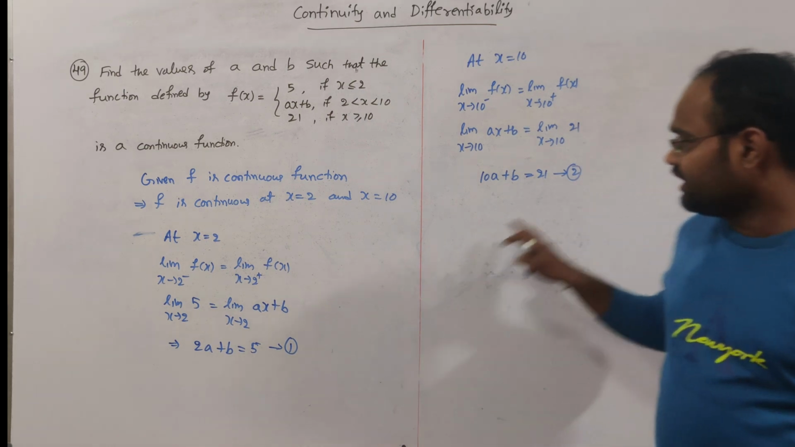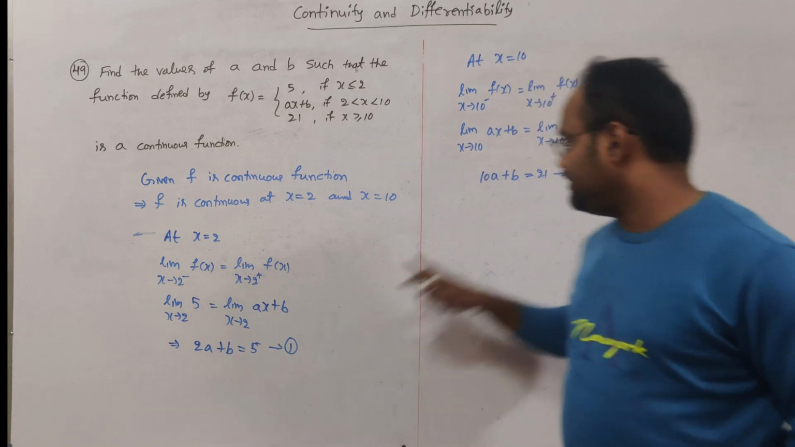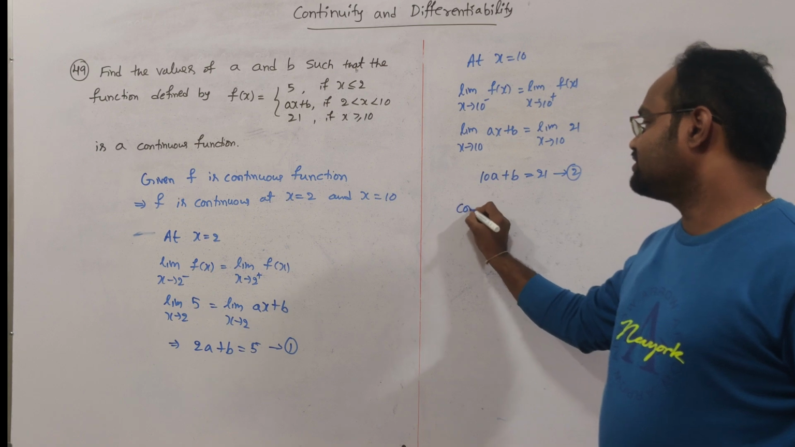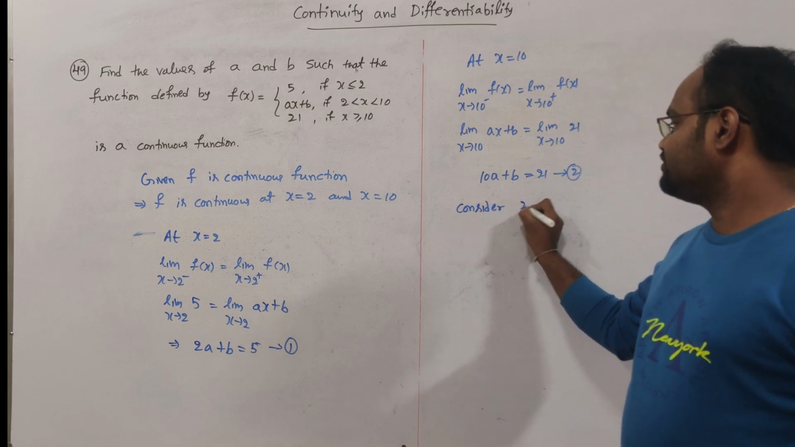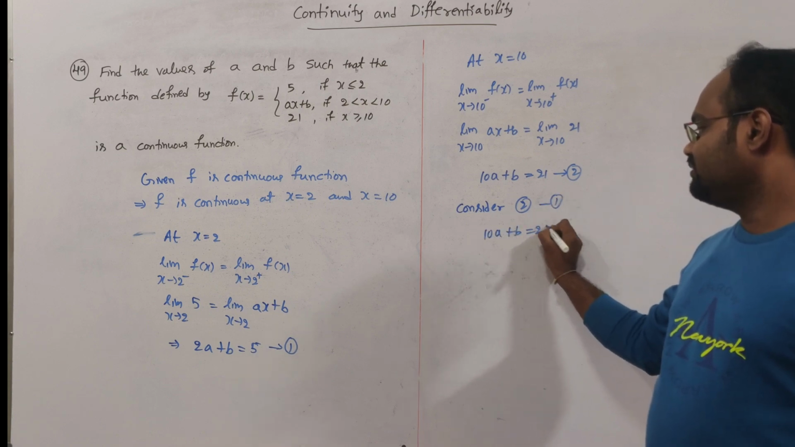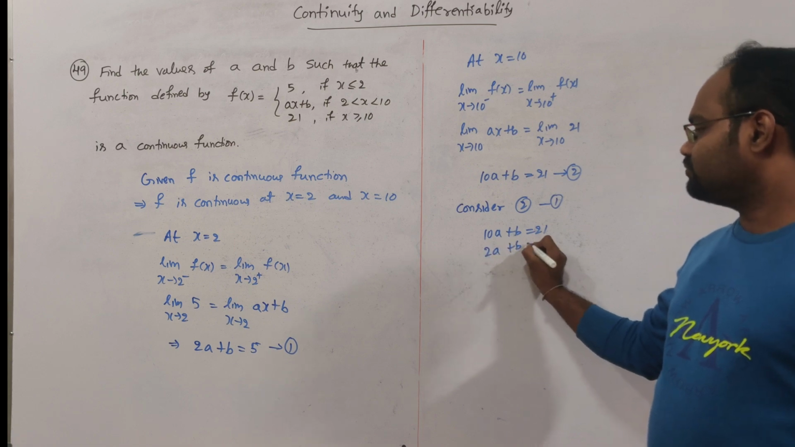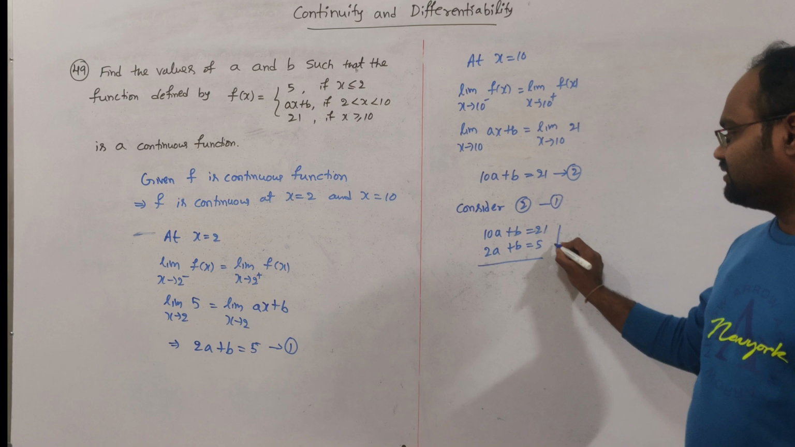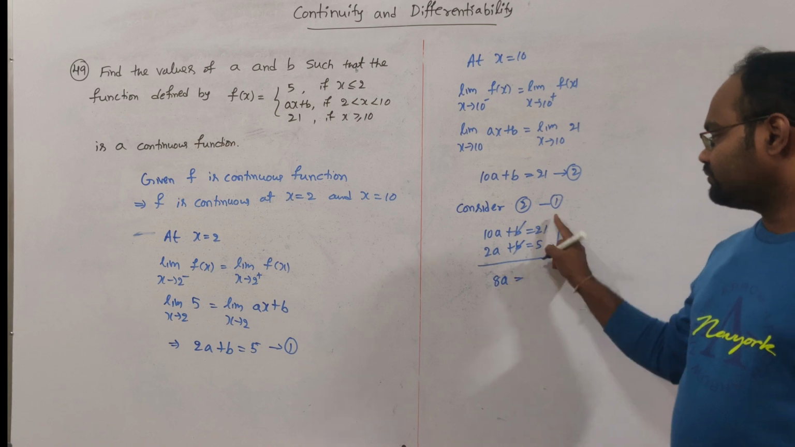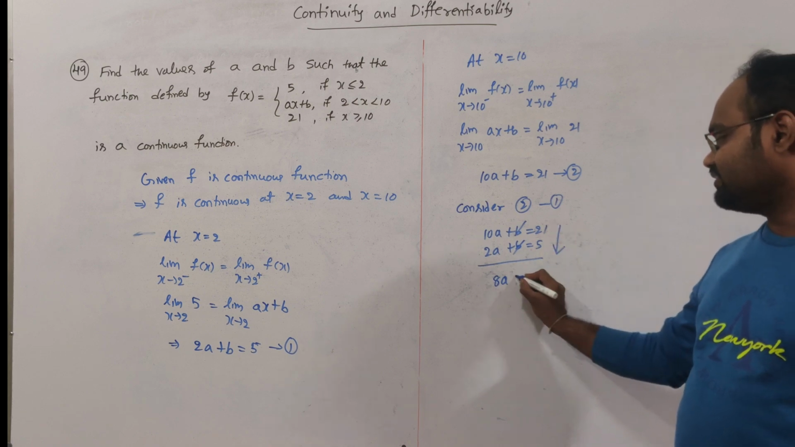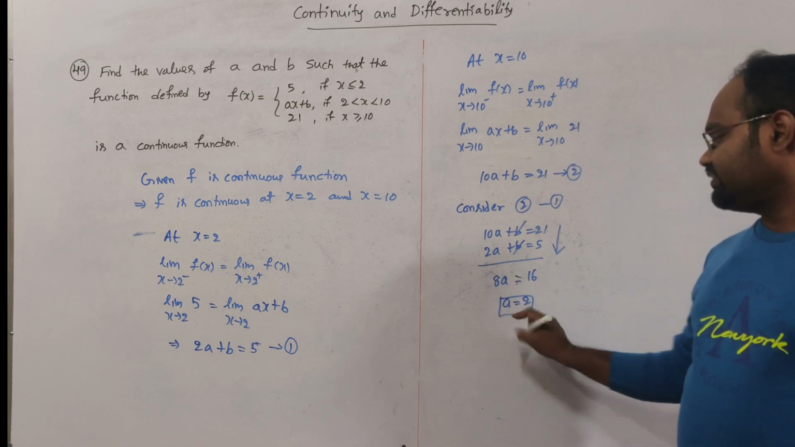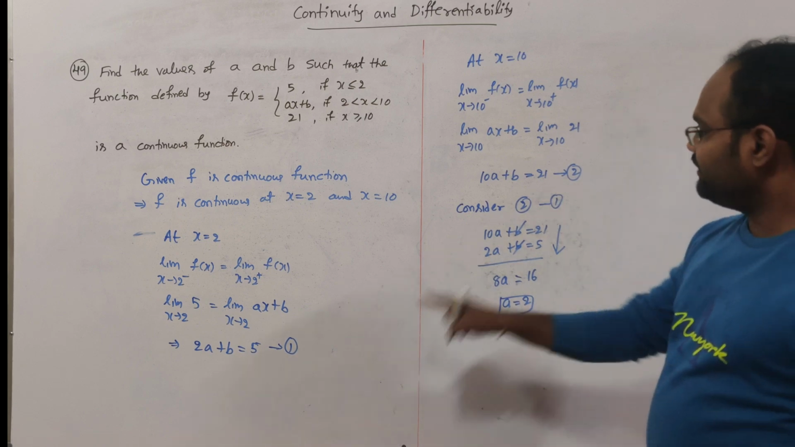We have got two simultaneous equations. Clearly observe, the coefficient of b is 1, if we subtract, it will cancel. So let us consider the subtraction: equation 2 minus equation 1. 10a plus b is equal to 21, then 2a plus b is equal to 5. Subtract it, you'll get b cancelled. 10 minus 2, 8a is equal to 21 minus 5, that is 16. Dividing by 8, a is equal to 2. To get the value of b, substitute a equal to 2 in any one of the equations.